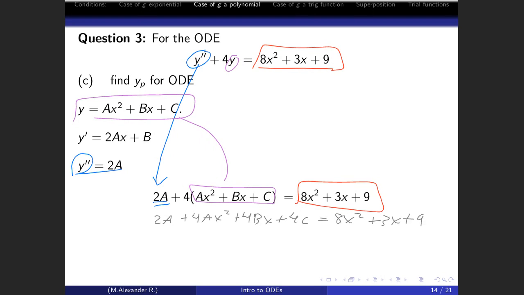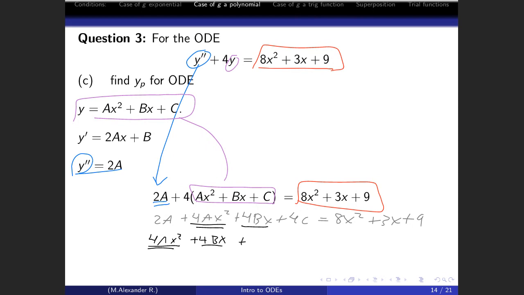All right, so now is there anything that we can combine on the left side? Not really, but I'm going to rewrite this a little bit. So this is 4ax squared, that's the first term, 4ax squared. Now plus 4bx, so that takes care of that.